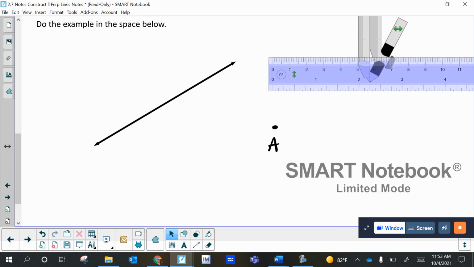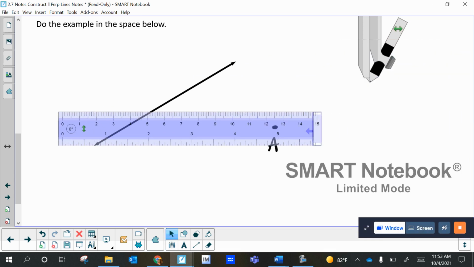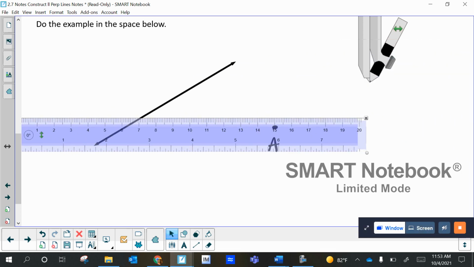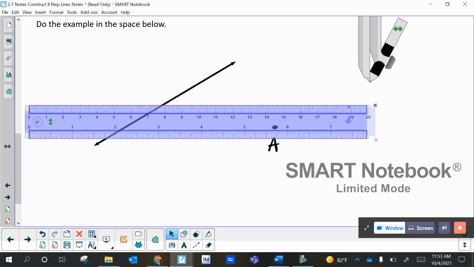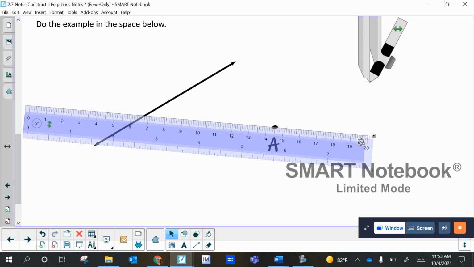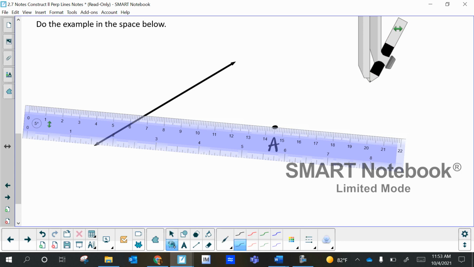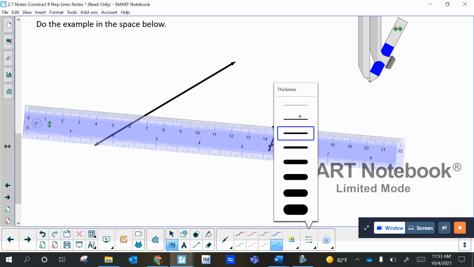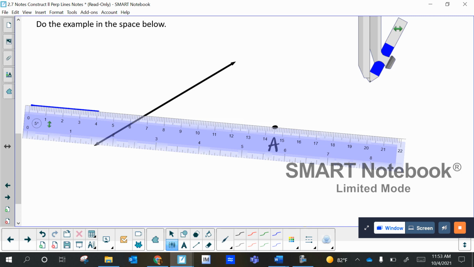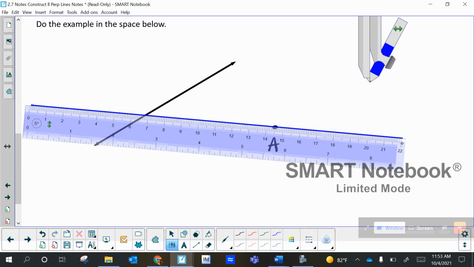Then what I'm going to do, which is what it said in step 1, is you want to make a transversal. Like so. I'm going to draw a big line, which is going to be my transversal. And there it is.